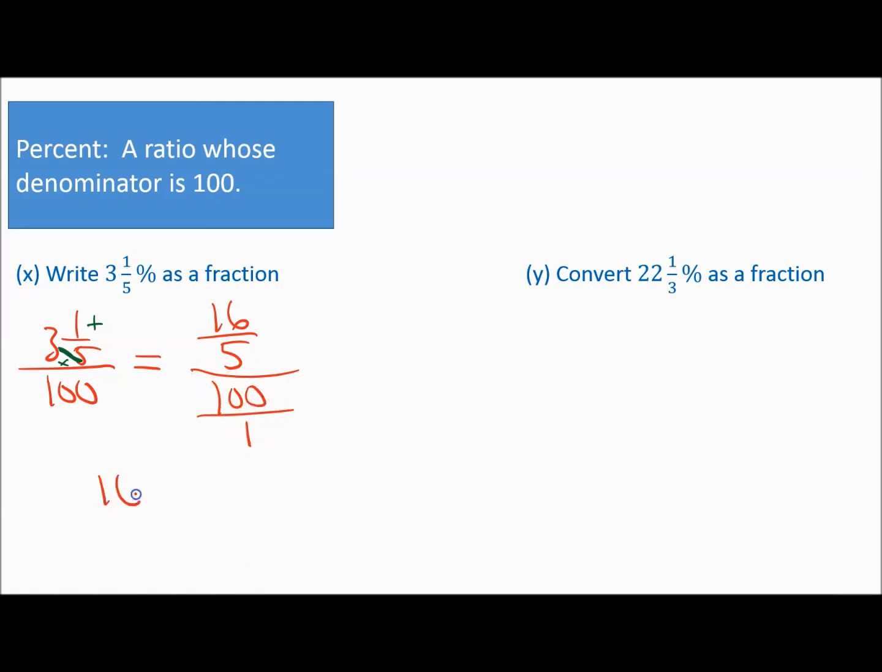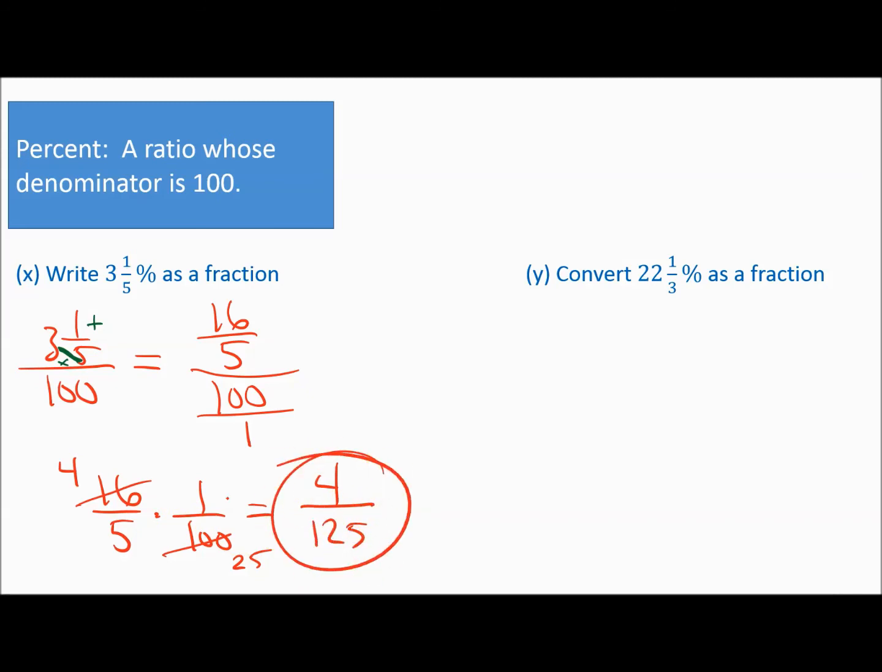So what I'm going to do is say 16 fifths times 1 over 100. Actually, these will reduce. They'll both divide by 4. So 16 divided by 4 is 4, and 100 divided by 4 is 25. So 4 times 1 is 4, and 5 times 25 is 125. And that is lowest terms. So take a minute and work on the next one. It works just like this one.